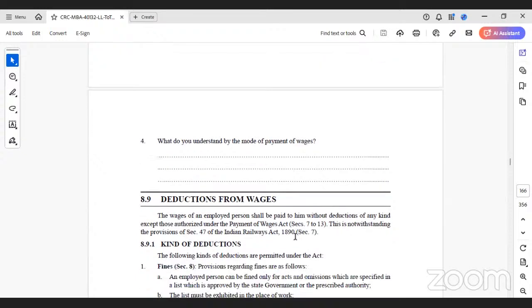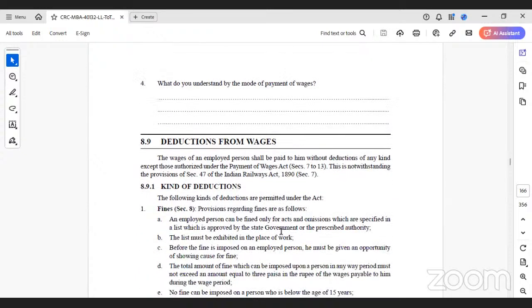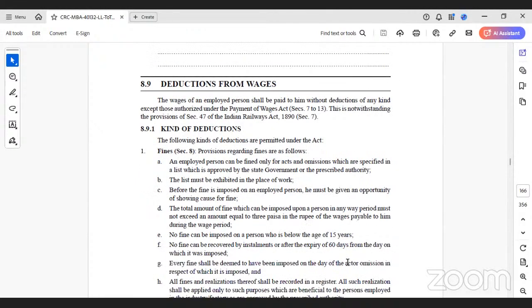Coming to deductions from wages, what are the kinds of deductions? The following kinds of deductions are permitted under the Act. Fines: an employed person can be fined only for acts and omissions which are specified in the list, and the list must be exhibited in the place of work.